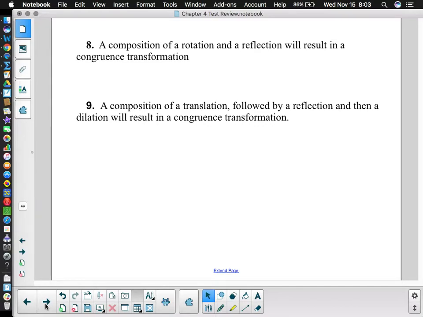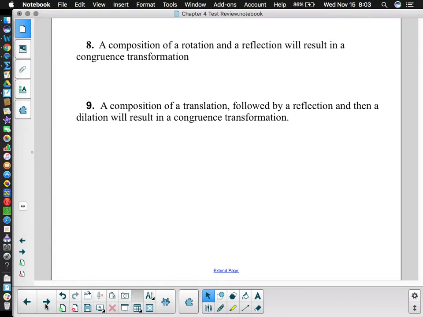True or false, the composition of rotation or reflection will result in a congruence transformation, and a composition of a translation followed by reflection, then a dilation will result in a congruence transformation. What does it mean to be a congruence transformation? Which operations are congruent transformations, also known as isometries? What are our 4 transformations? Somebody tell me one type of transformation we have. You should be able to figure it out by the questions.